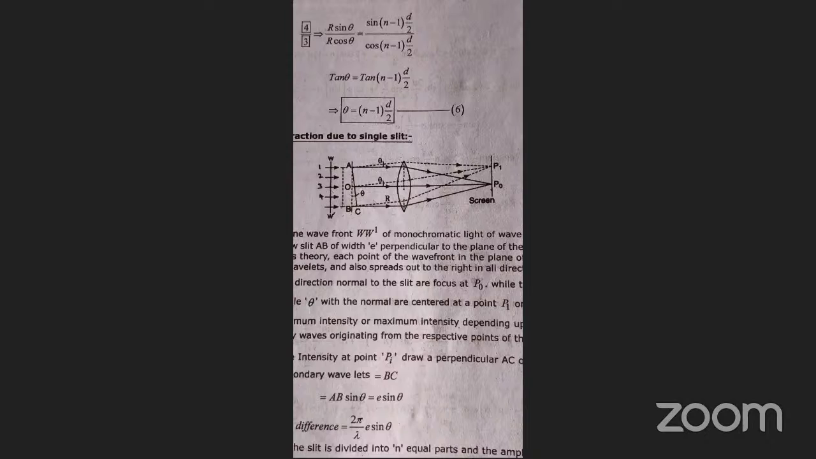Phase difference is equal to 2 pi by lambda into path difference, as usual. But from the above equation, what is the path difference? e sin theta. Therefore, the phase difference is equal to 2 pi by lambda into e sin theta.